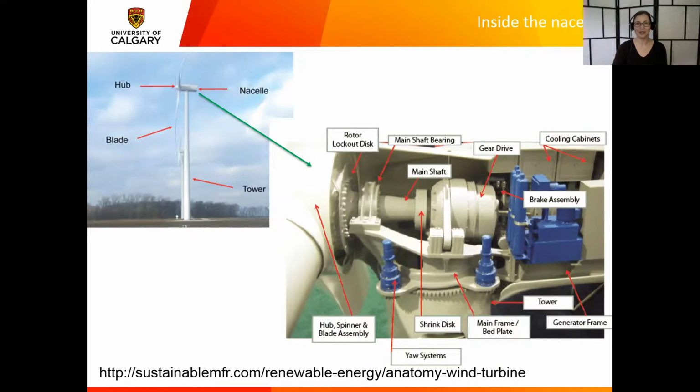I live in an area of Ontario where I drive past wind farms fairly frequently, but I've never seen the inside, so thank you. Yes, it's very interesting.